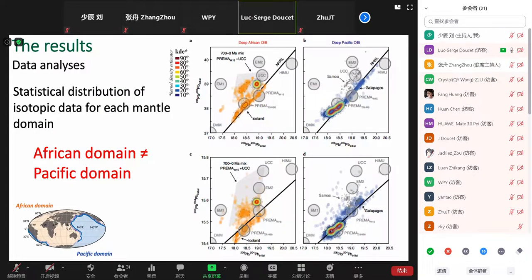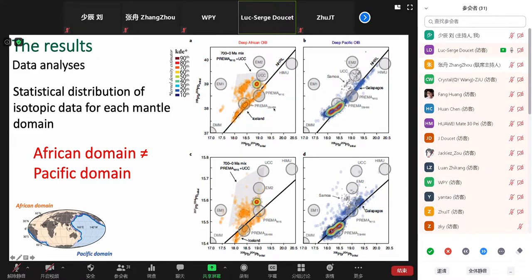And using that, we end up with, for example, in the lead isotope, the African domain deep plumes here on the left and the Pacific on the right. By comparing this data just by eye, it's very complicated because it seems that everything is the same. So we decided to use a statistical representation.